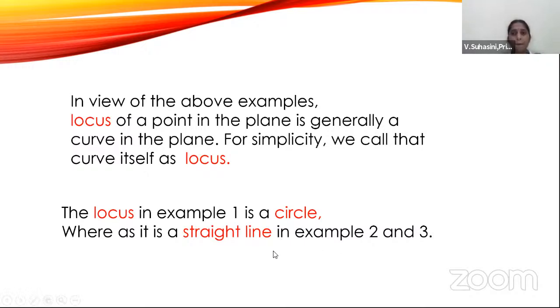In the second example, it is a perpendicular bisector of the line segment. But it's a line, isn't it? What is its name? It's a straight line. Similarly, in the third case it is also a line parallel to the x-axis, above the x-axis at a distance of 3 units from it. So, whatever may be the line, it is a line. In the first case, it's a circle. In the second and third cases, it's a straight line. Like that, depending upon the rule imposed on the points, we get different geometric figures.